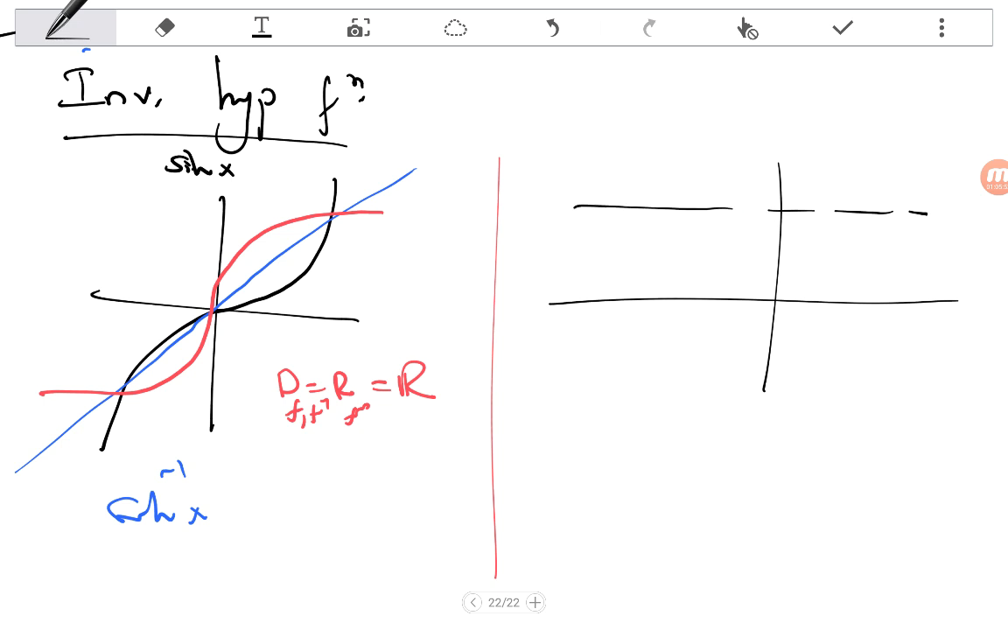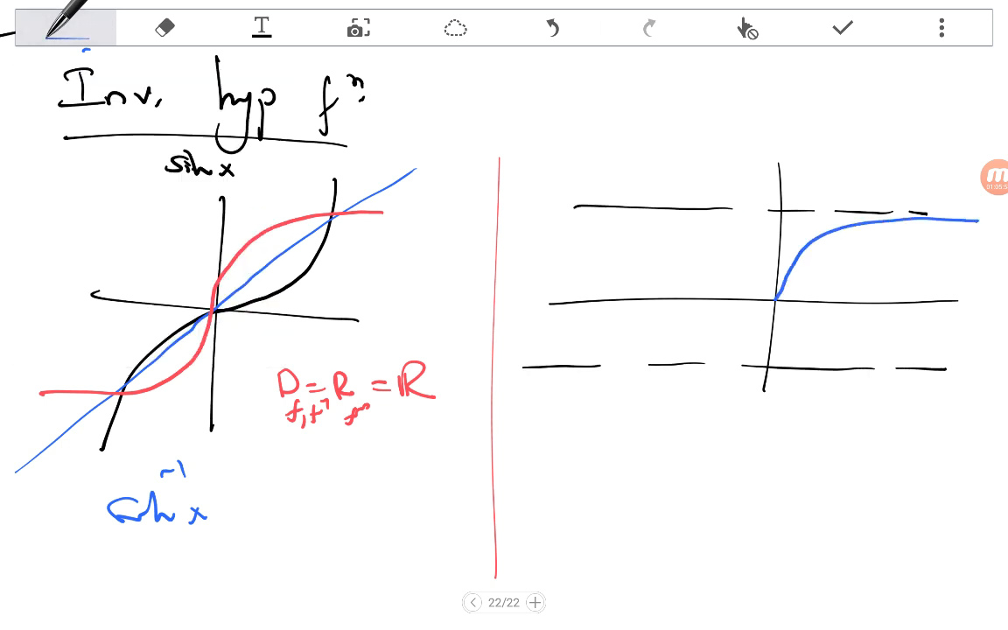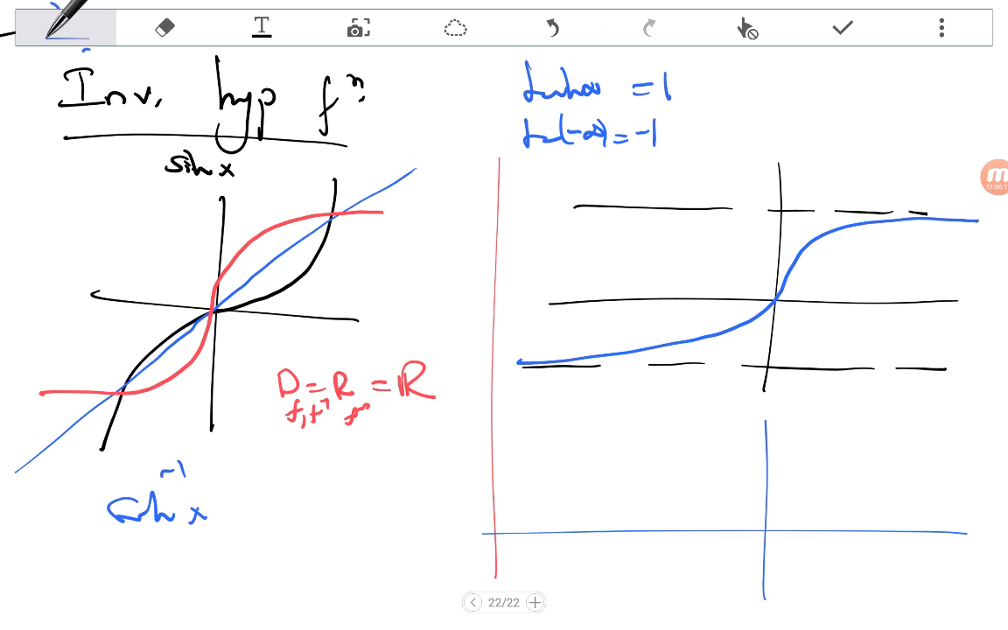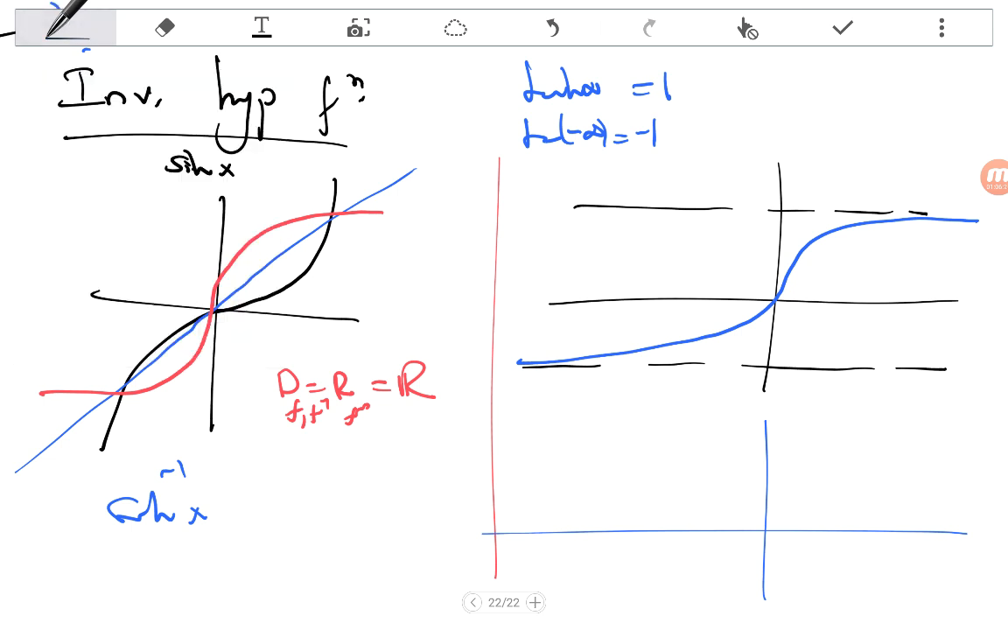The tangent is like this. If you remember, the graph of the tangent is like this. A main property of tangent: when you go to infinity, the result is 1, and when you go to negative infinity, the result is negative 1. We have horizontal asymptotes for the tangent. So when you make the inverse of this, you interchange the x and y, so it will be like this.